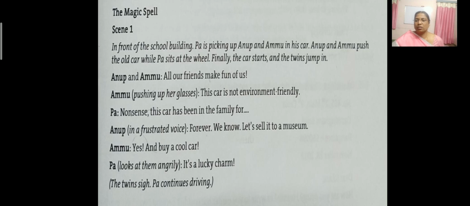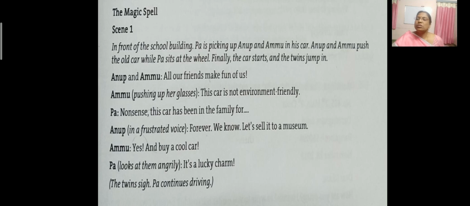So "in a frustrated voice" is the stage direction. Stage direction refers to the action which Anup is going to perform. In a frustrated or very irritated voice, he has to say, "Forever, we know, let's sell it to the museum." So in a very frustrated voice, he says this particular dialogue. Then Amu says, "Yes, and buy a cool car." So Amu's dialogue is the other one.